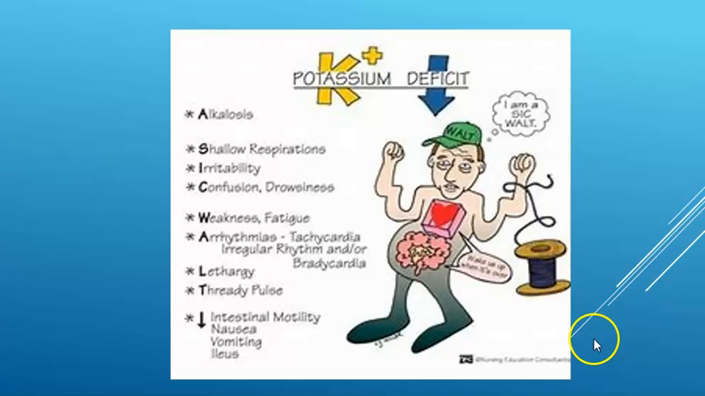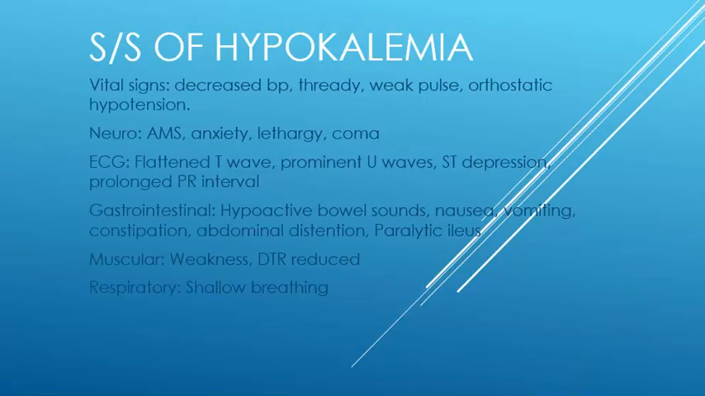This is a neat chart that you can use to remember what happens with hypokalemia. Some of your signs and symptoms, they're going to have a decreased blood pressure, thready, weak pulse. You want to make sure that you're checking your orthostatic blood pressures. Neuro, they'll have altered mental status, anxiety, lethargy, in very severe cases, coma.